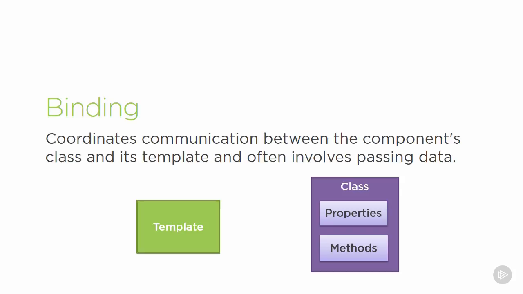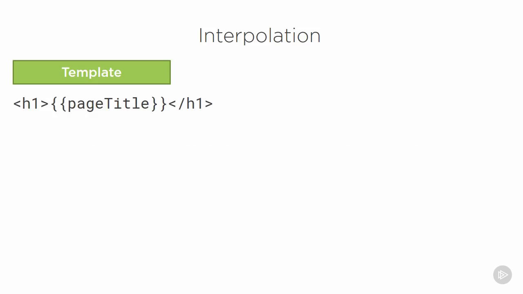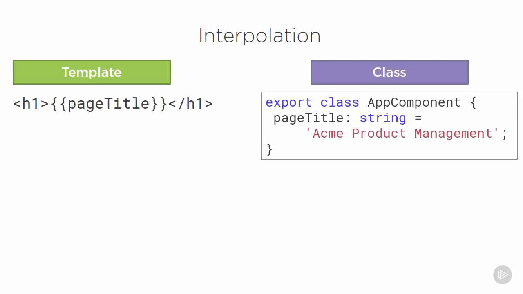In this module, we cover interpolation. The remaining data binding techniques are covered in the next module. The double curly braces that signify interpolation are readily recognizable. The page title in this example is bound to a property in the component's class. Interpolation is a one-way binding from the class property to the template, so the value here shows up here.